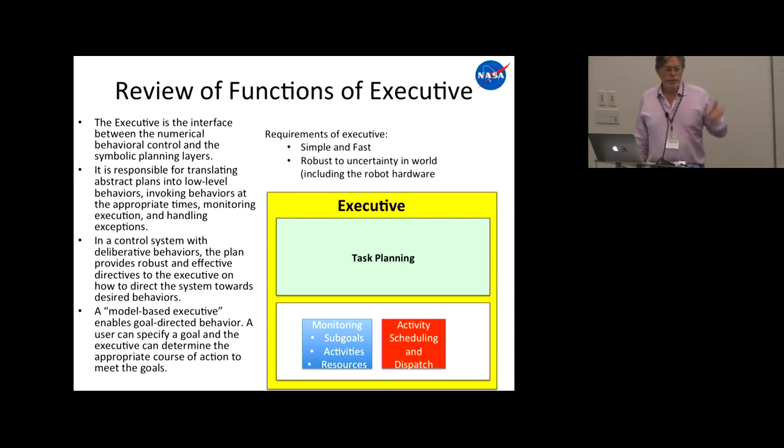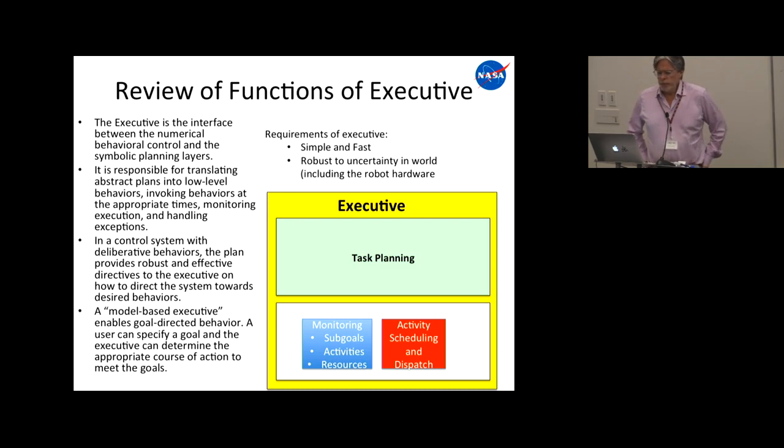We want our robots to solve mission goals while remaining safe. You have a lot of definitions for autonomy. That's my definition. An autonomous agent is one that can accomplish goals while remaining safe. So in this framework, with a model-based executive, a user can specify a goal, and the executive can determine the appropriate course of action to meet the goals.